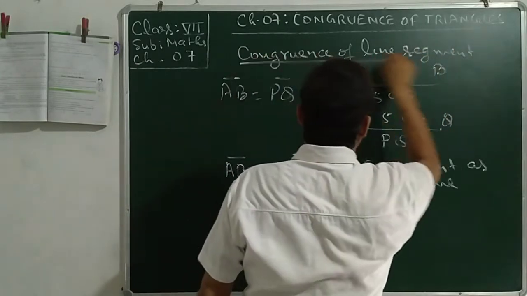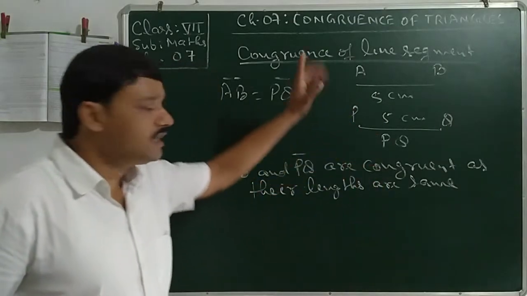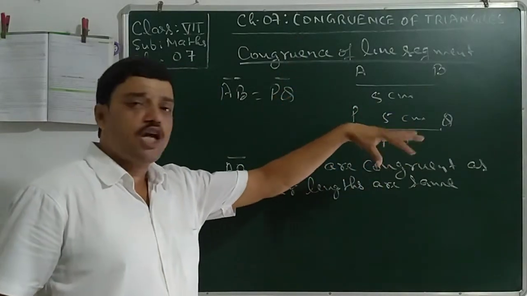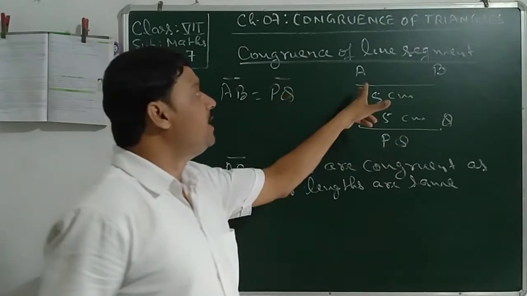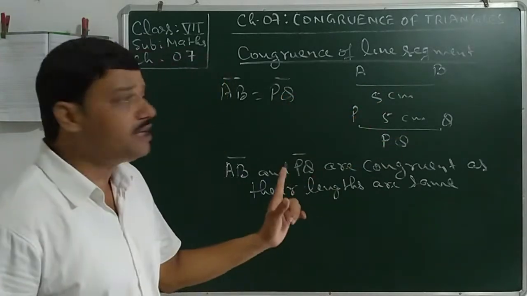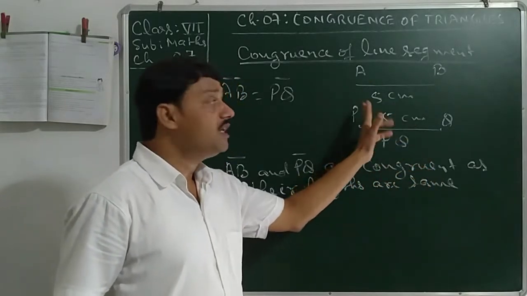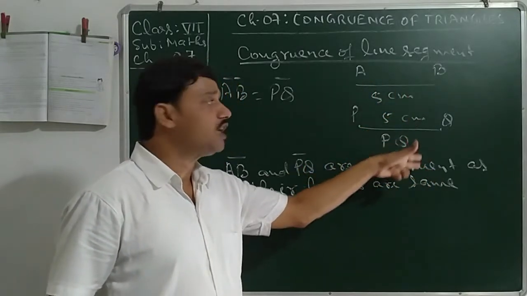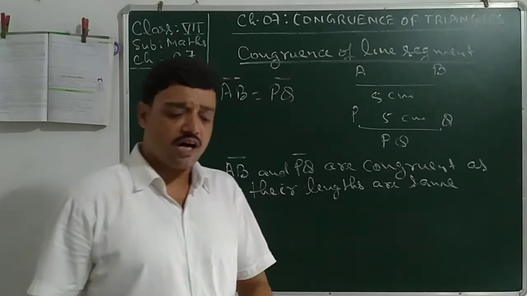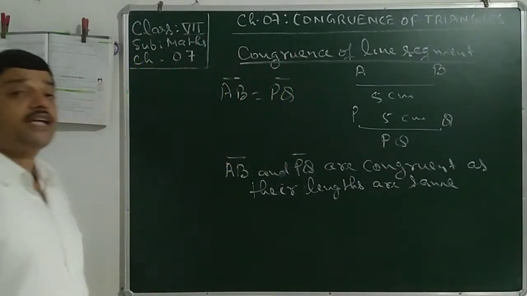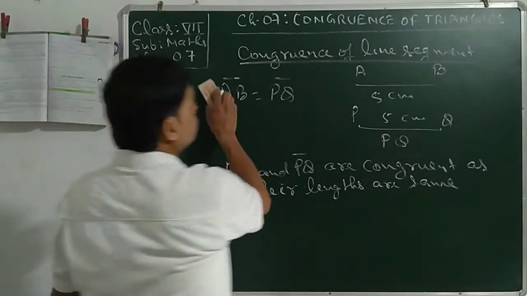I explained to you about planes first. In case of planes, if we put one plane over another, it will completely cover up. In case of line segments, we will take the measure of both the lengths. If both the lengths are equal, then both the line segments are congruent, otherwise not. Come to the congruence of angles now.